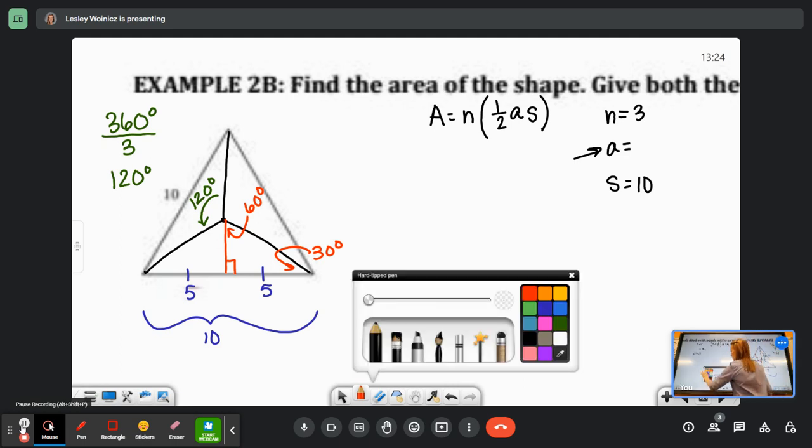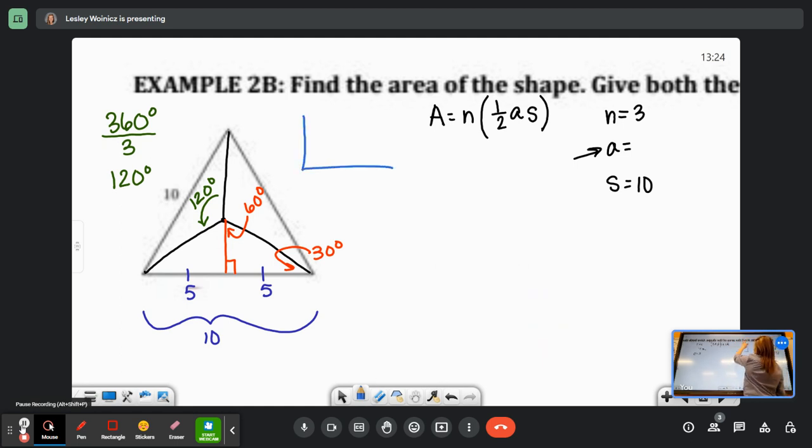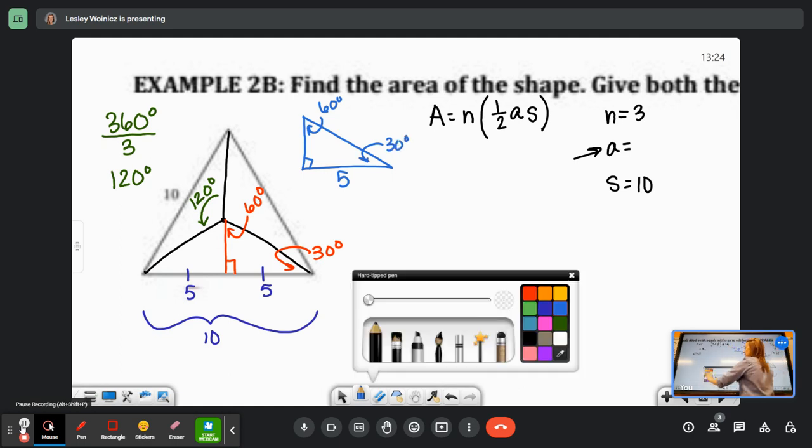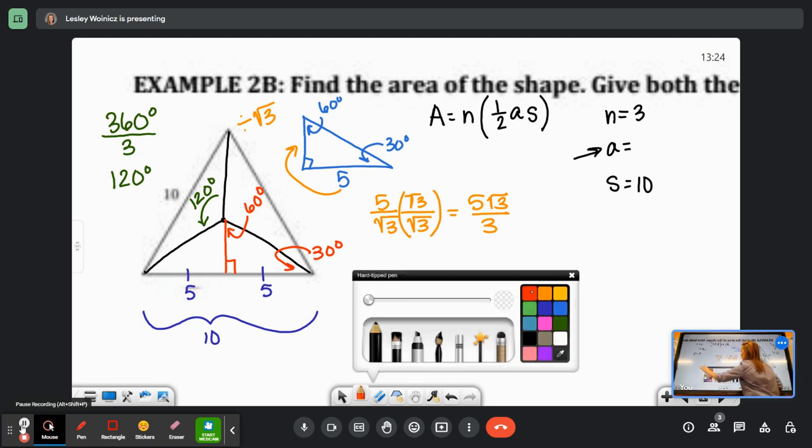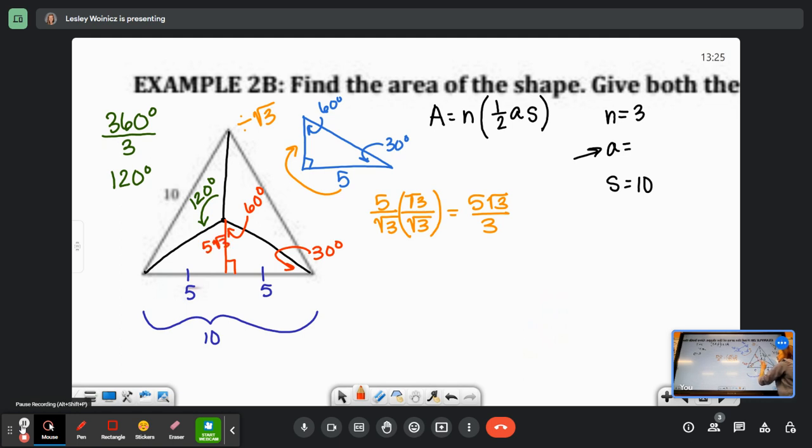Now if I draw this off to the side, I know that this is 5. This is my 60. This is my 30. To go from my 5 to the short side, I have to divide by root 3. So 5 divided by root 3. I have to rationalize, multiplying top and bottom by root 3. And I get 5 root 3 over 3, which is my apothem. 5 root 3 over 3. He's kind of nasty, but that's what he is.